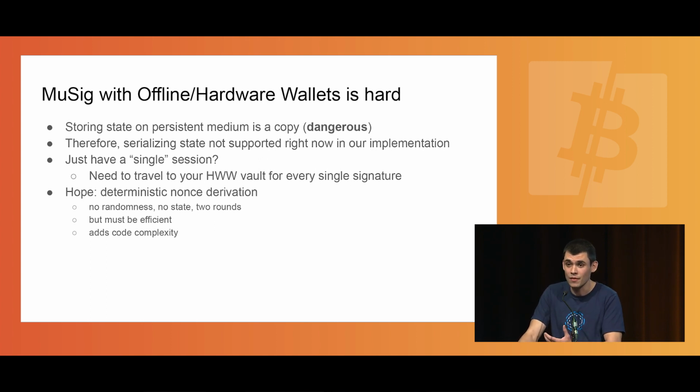But if there were such a scheme, you wouldn't require randomness, you wouldn't require a state, it would be only 2 rounds of communications. But you still want the zero knowledge proof, proving that you've derived your nonce in the correct way, to be efficient, because this needs to be done potentially on a very low power device. And also, obviously, this adds code complexity and potentially a lot of places where there could be bugs or vulnerabilities.